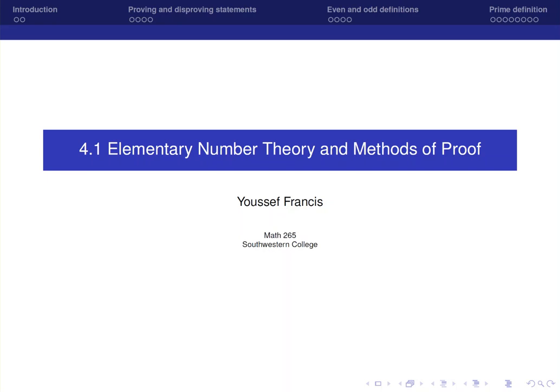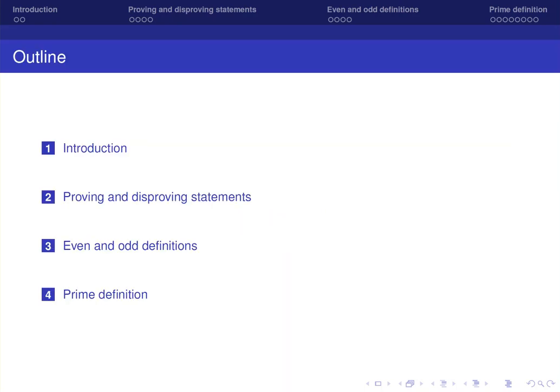In this video, we start section 4.1 and chapter 4. Section 4.1 is titled Elementary Number Theory and Methods of Proof. In this section, we are going to learn how to prove and disprove statements. We're going to talk about the definitions of even and odd, and also the definition of prime numbers.